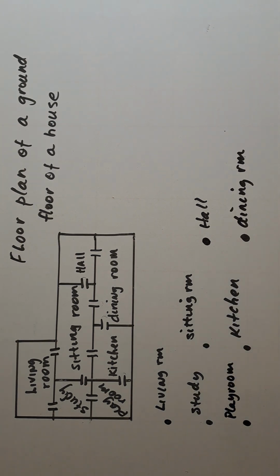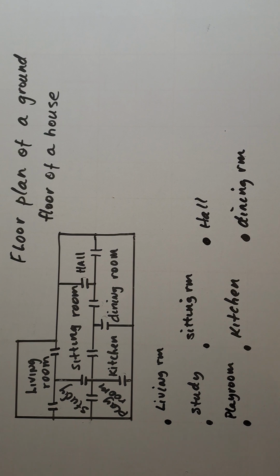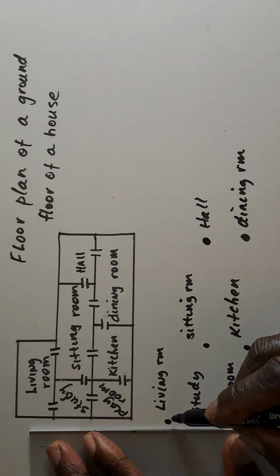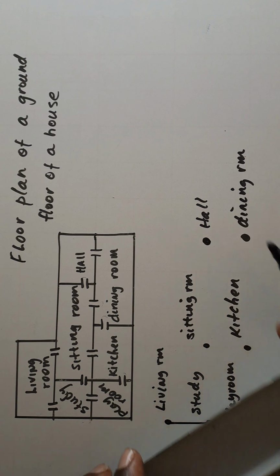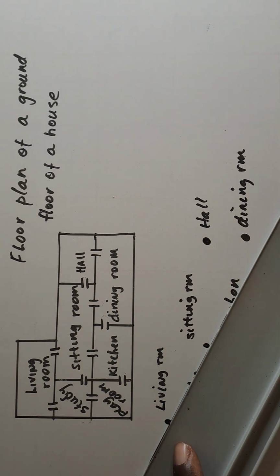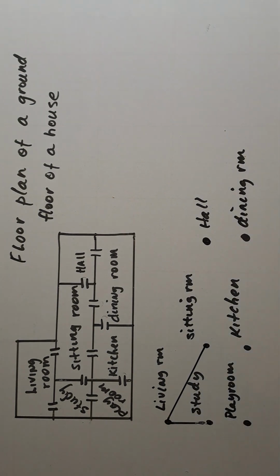Right, so let's make connections using edges. So living room, we can get to the study and the sitting room. So we'll have an edge going from here to here and one to the sitting room.